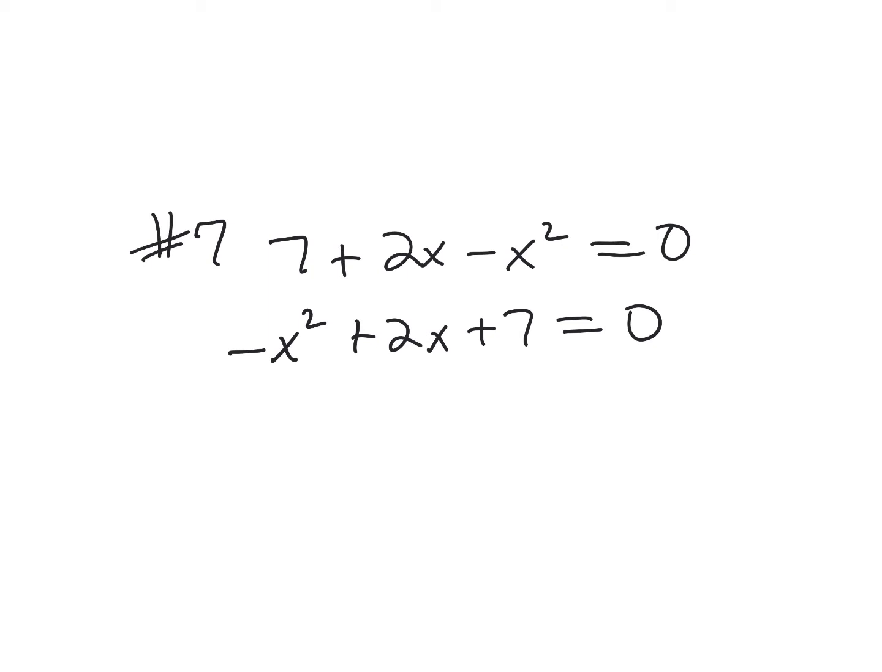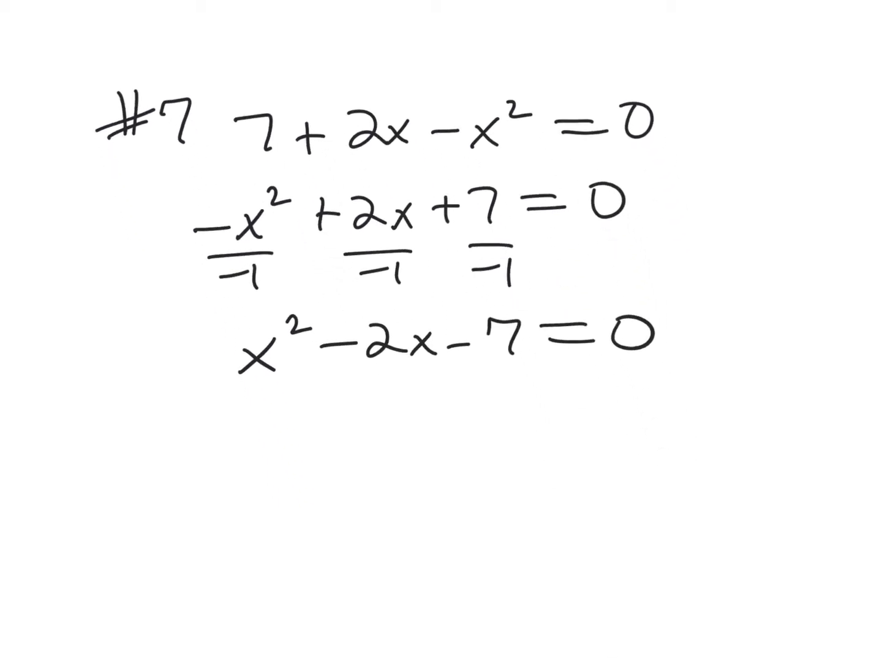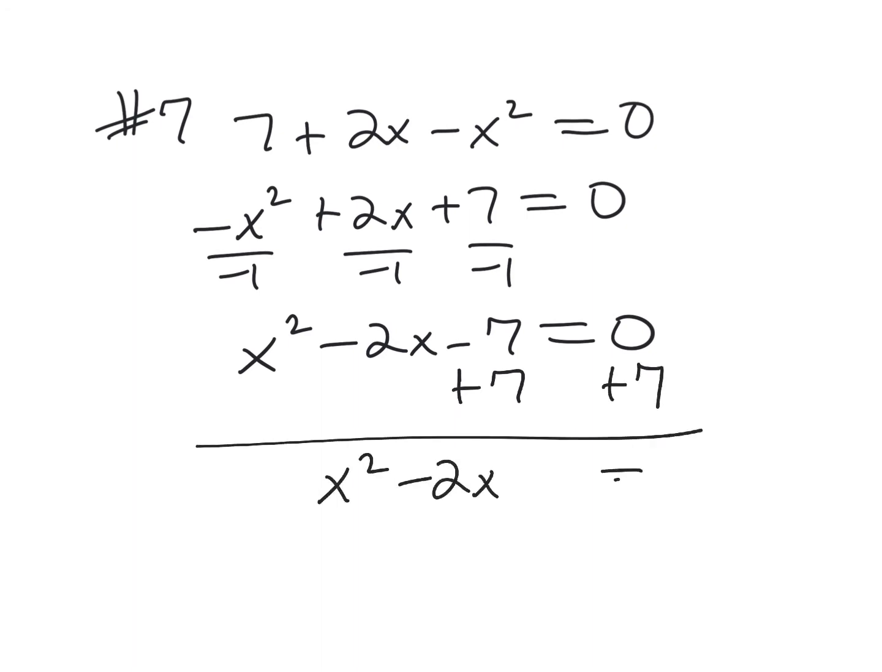Remember, your first step is to make sure that the number in front of x squared is positive 1. So I need to divide everything by negative 1. So then it becomes x squared minus 2x minus 7 equals 0. My next step is to take the constant and move it to the other side. So x squared minus 2x, leave a blank space, and I get equals 7.